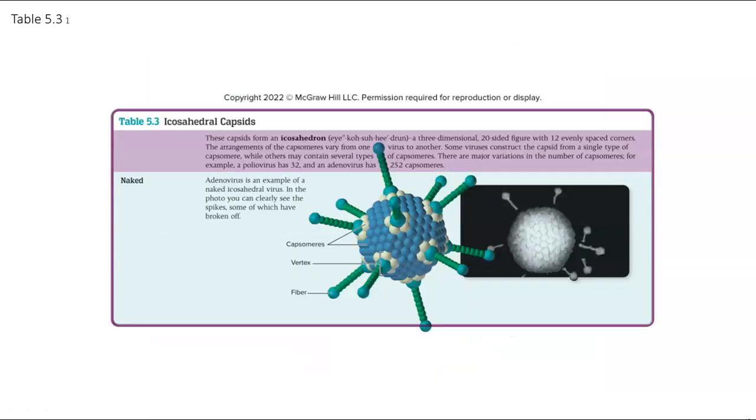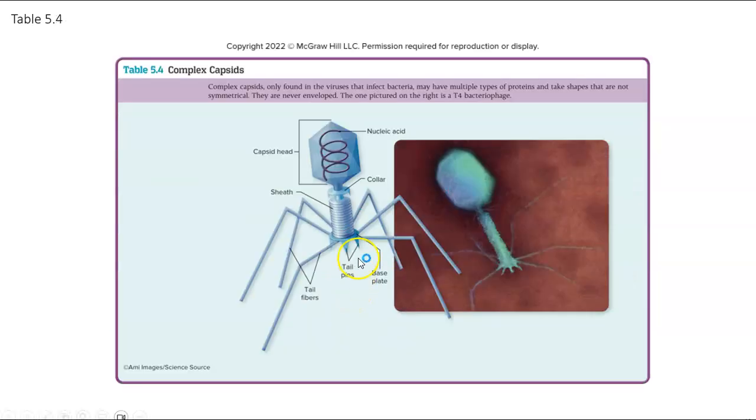Here's an icosahedral capsid, and in this one, they're showing you it's got 20 triangular sides. There's lots of viruses that are like this, like poliovirus. Adenoviruses are really common, and this one happens to have spikes also. Here's a complex capsid, an example of a bacteriophage, and it has that capsid head and the sheath that's helical, the icosahedral head, and all these other parts. So a very cool and interesting looking virus.